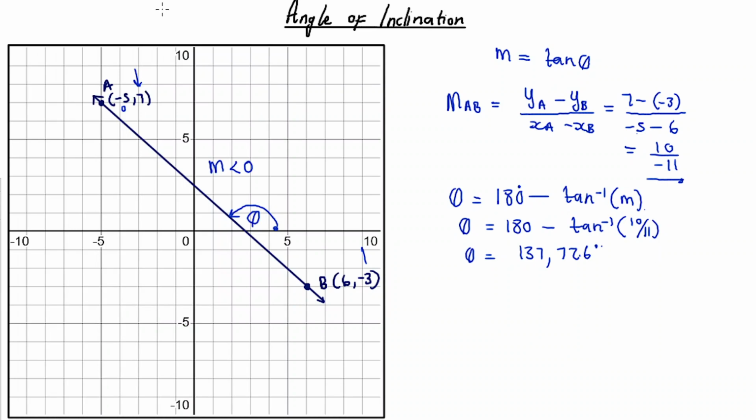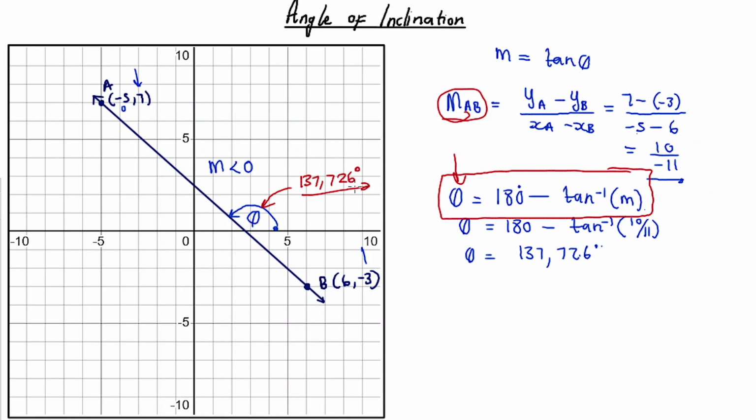So when we calculate, especially when your gradient is negative, when you substitute your m, do not include the negative sign. You just take the gradient as a positive value, and then you write it like this. Then you calculate your angle of inclination. So the angle of inclination in this instance is going to be 137.726 degrees. This is our final answer. So this is it about the angle of inclination. So this concludes our lesson for angle of inclination.